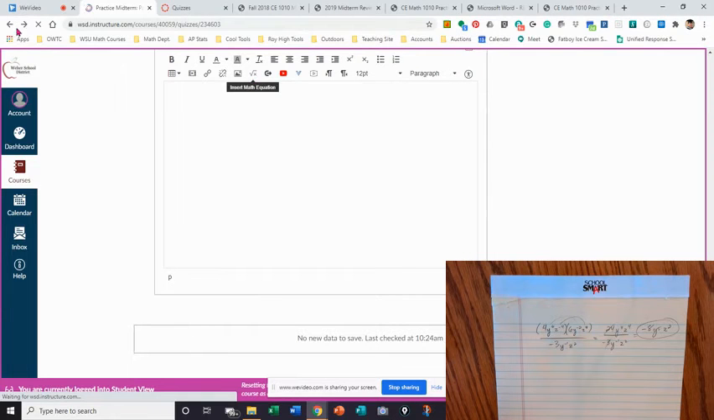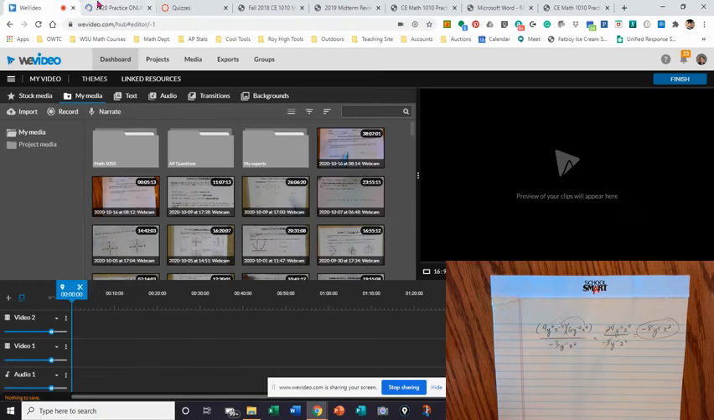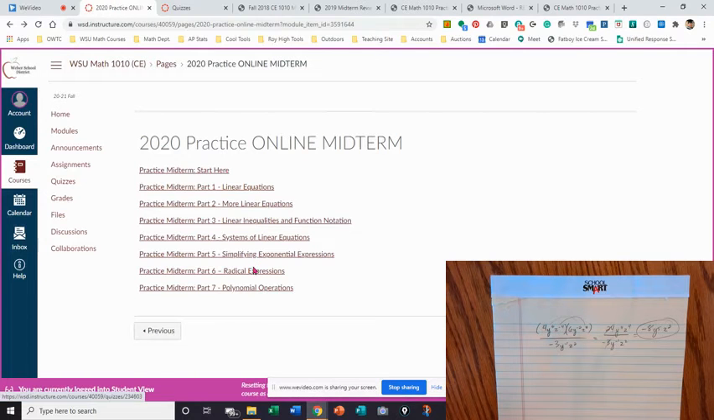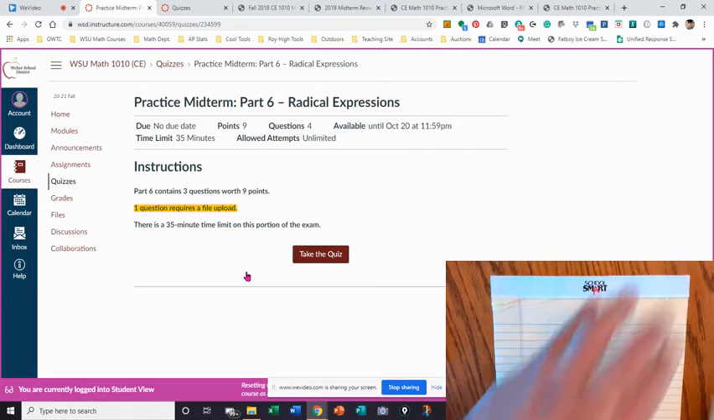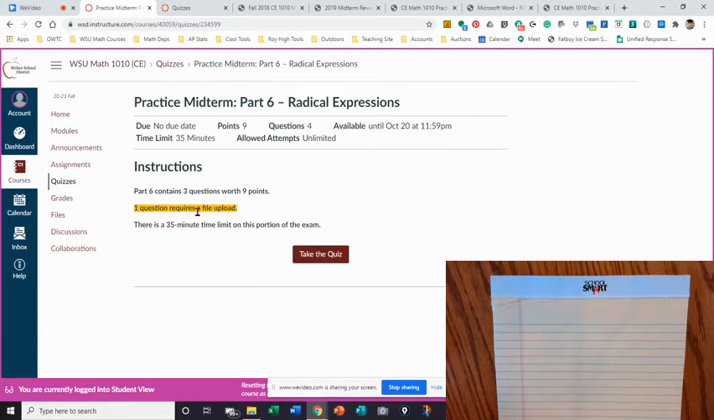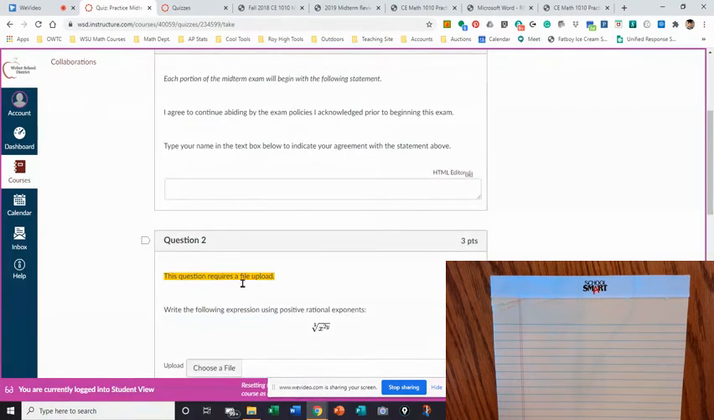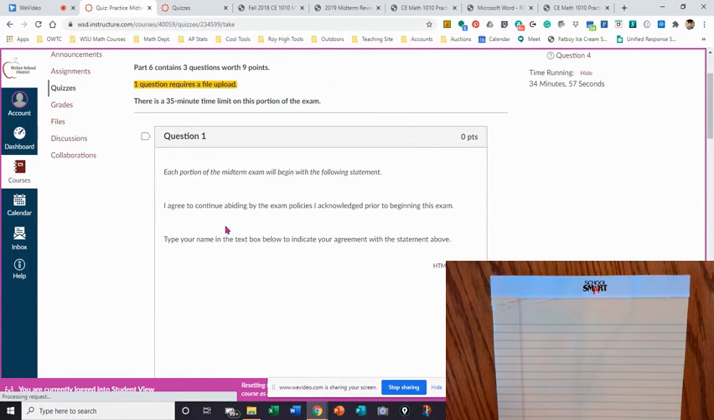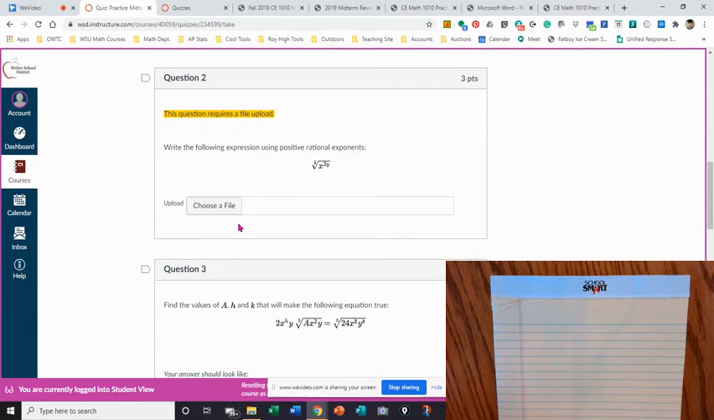Let's go back and look at some other stuff. Simple radical expressions. Let's look at some radicals. New paper. Okay, one question requires a file upload, so I need to be prepared to do a file upload, take a picture or something like that. Okay, there's the agreeing thingamabob. How many questions are here? 3 questions. Oh, that's not bad.